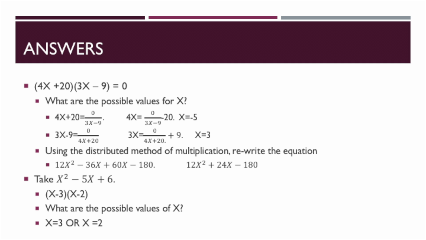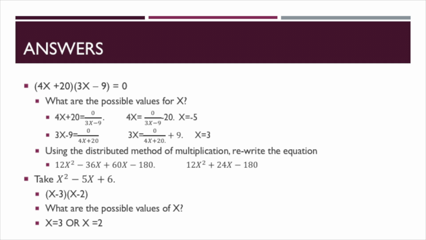Now our second one is using the distributed method of multiplication, rewrite the equation. So how do we get there? 4x times 3x is 12x squared. 4x times negative 9 is negative 36x. 20 times 3x is 60x, and then 20 times negative 9 is negative 180. Now we can combine the negative 36x and the 60x, and we get 12x squared plus 24x minus 180.